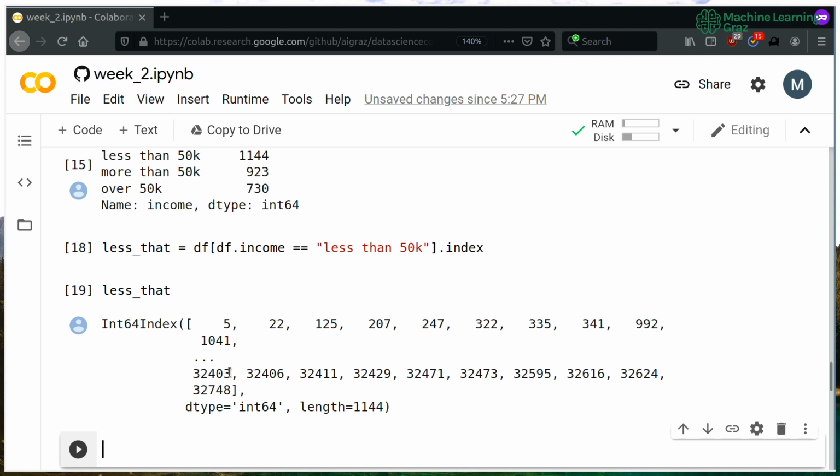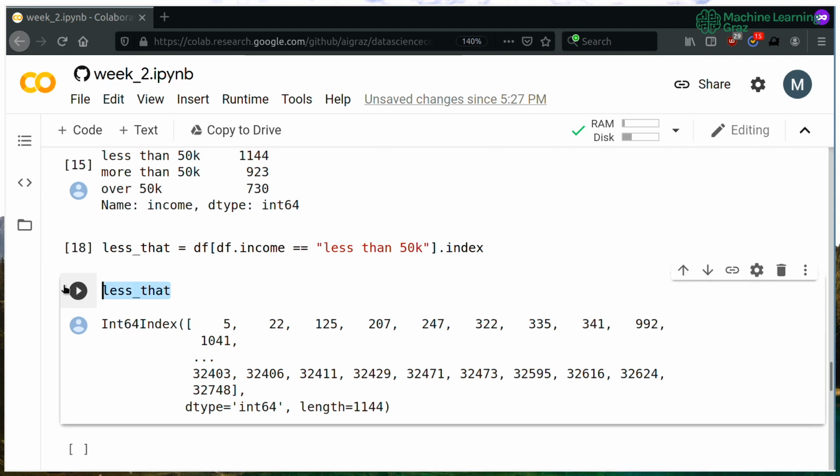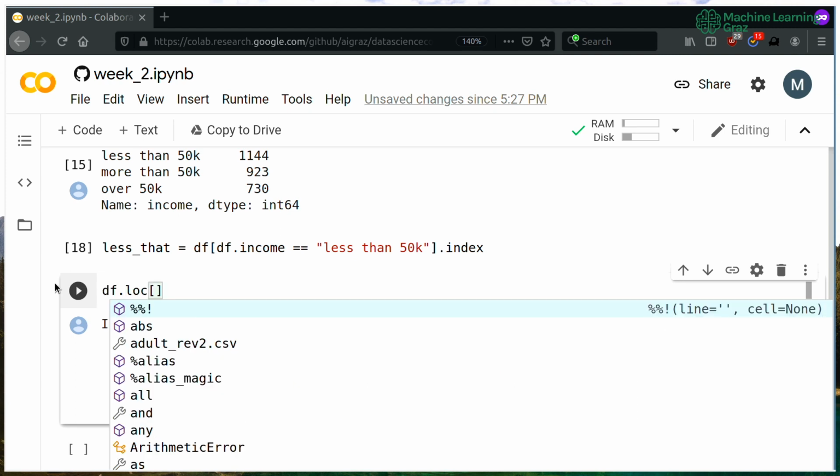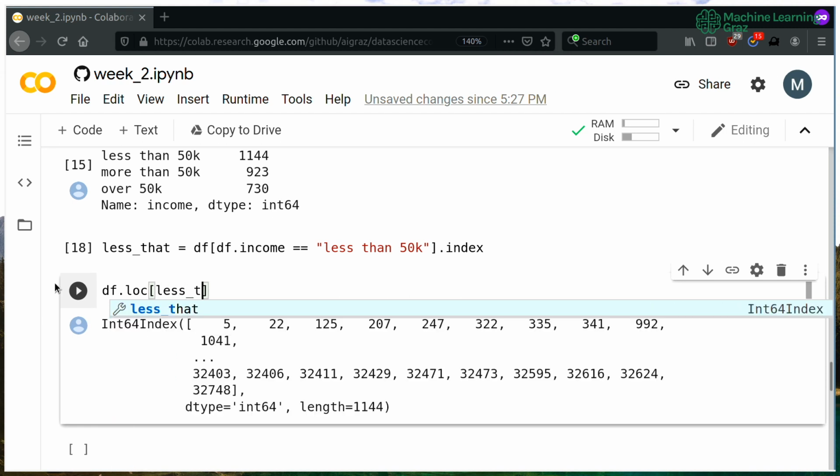So to actually change that value, we will use a new command called loc. So df.loc gives me all values from a certain index. If I pass index 0, it will return the first row. In our case, we already have some indexes which are less than 50k, so we save that in our previously stored variable less than.